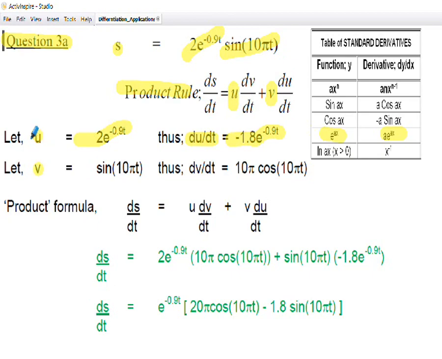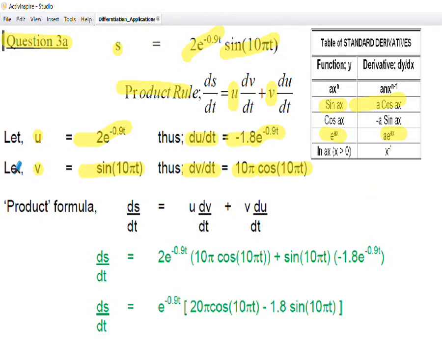We've let v equal the sine of 10 pi t, so again differentiating that with respect to t, we get dv by dt, and using our standard tables we get 10 pi times the cos of 10 pi t, and I've used this function in the table. I'll let you again think of that.